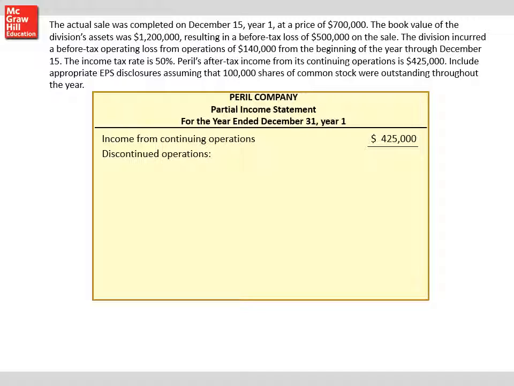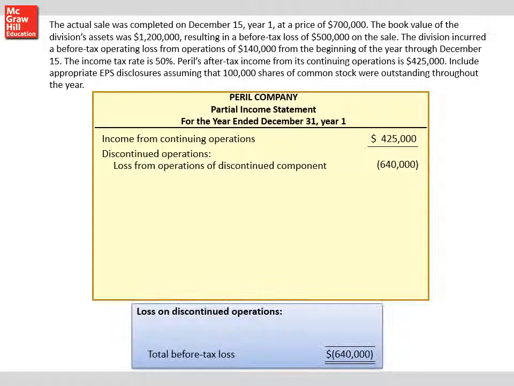Then the company will report its discontinued operations. Now, they have a total loss, a loss from operations of $140,000 and $500,000 on the actual sale. So $640,000 loss. But we just don't subtract that and move on. When there's a loss on an income statement, we must compute the tax savings from that loss.